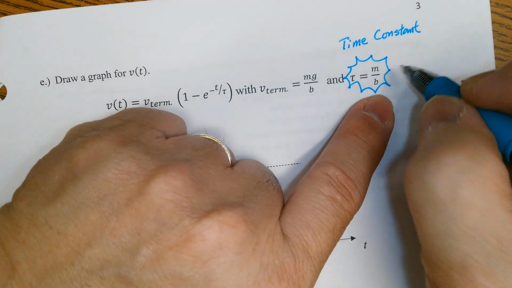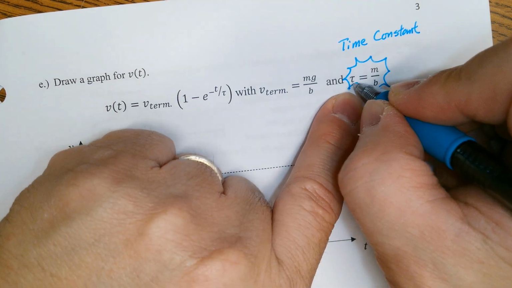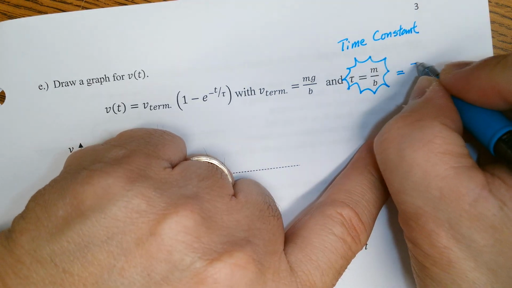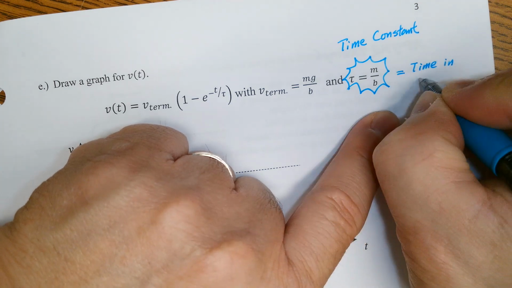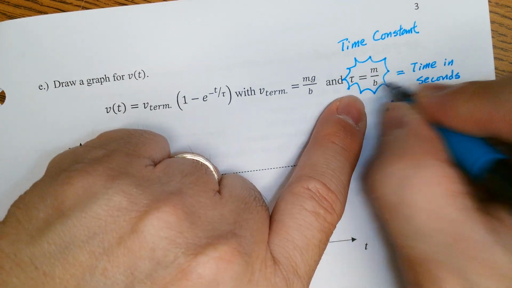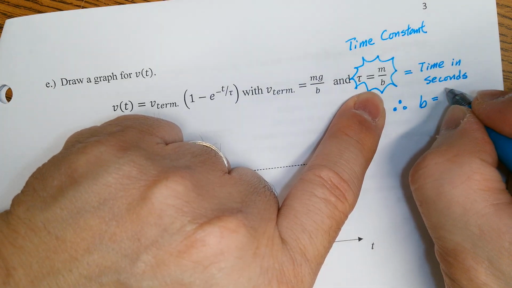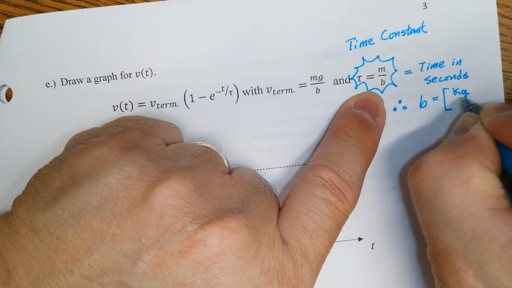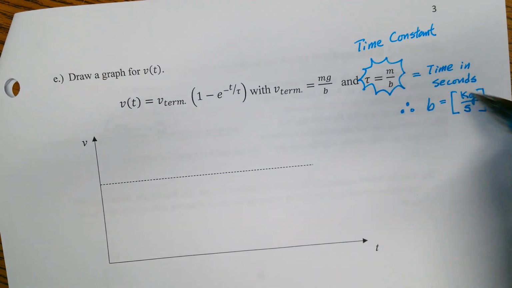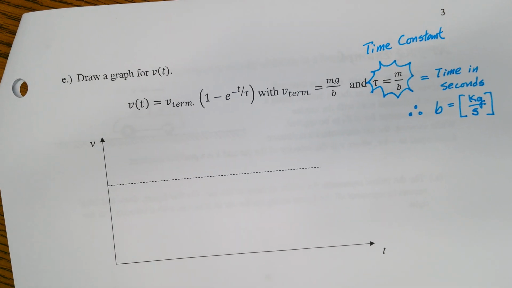Why? Because tau has to be in seconds, because this m over b then has to also be in seconds, right? Therefore, this coefficient b must have unit of kilograms per second. So that kilograms will cancel out and you have second at the top, so the tau will be in seconds.